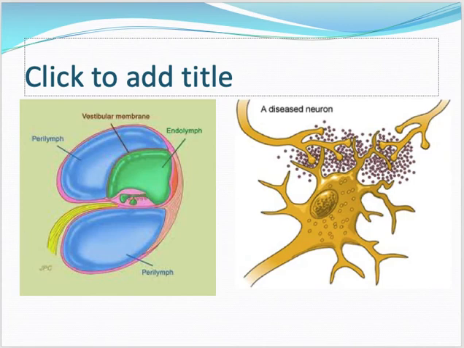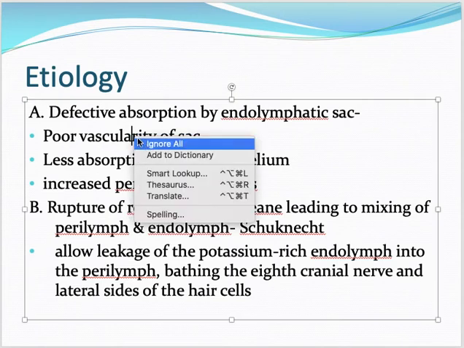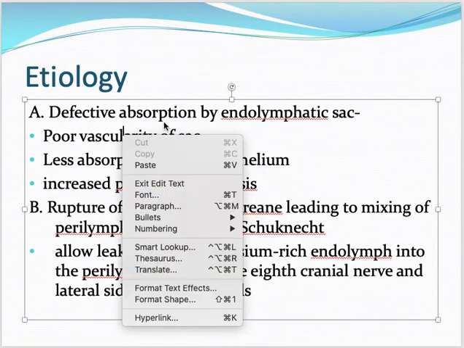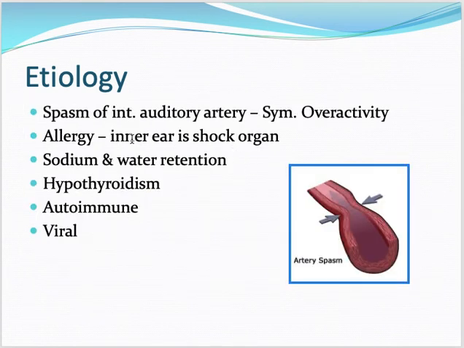To tell you the cause, the etiology, you see there is defective absorption of the endolymphatic sac. A lot of things are written over here, like poor vascularity, or less absorptive tubular epithelium, or increased sac fibrosis. There could be allergy, spasm of the internal auditory artery, sodium and water retention. What else?